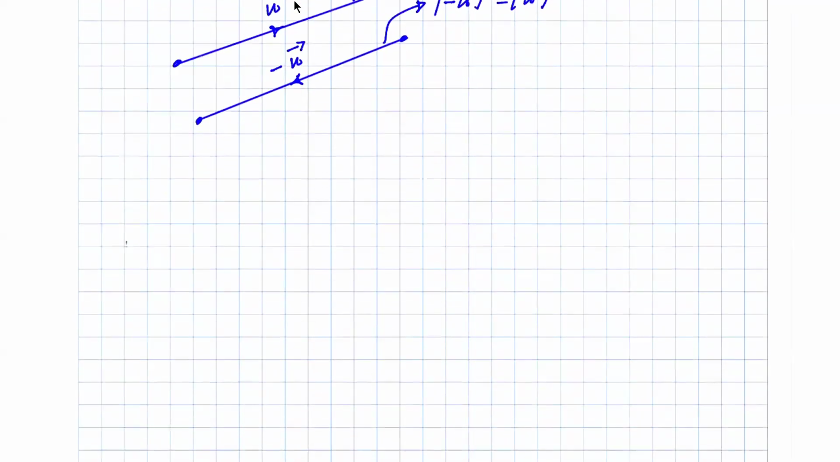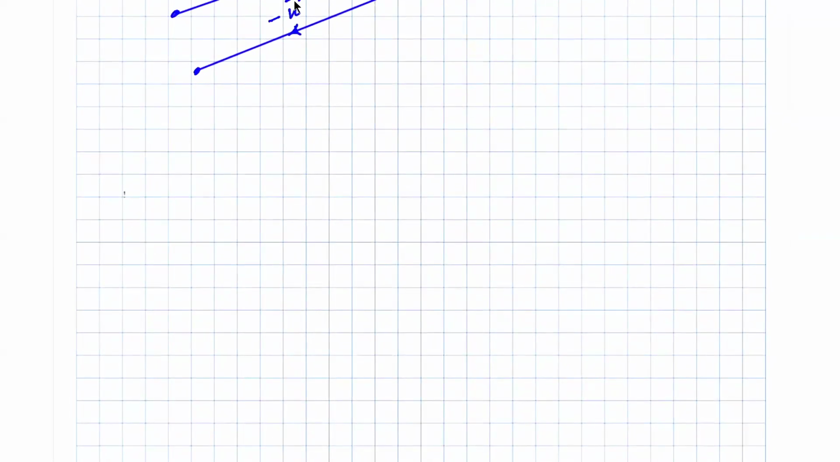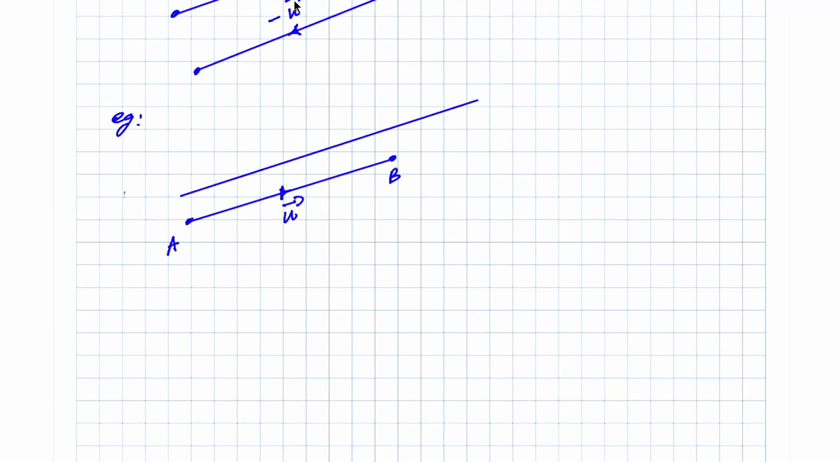Now, another example. Suppose you have AB vector, which is going to be U vector, and there is another vector from P to Q, which is going to be V vector. We are going to say the V vector magnitude divided by the U vector magnitude is lambda.